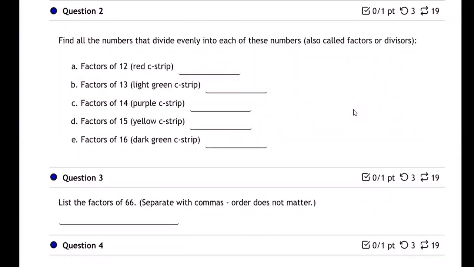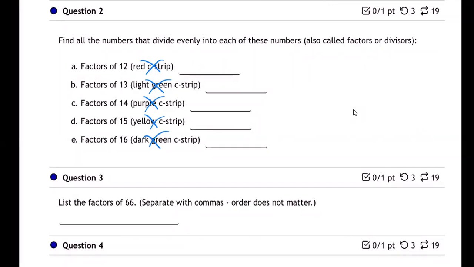Okay, so now on question number 2, we're talking about factors. Don't worry about the red and the green and the purple and the yellow and the dark green. I wish we had time to do that. They're referring to a physical manipulative called fraction strips or fraction bars. They're different colors and different lengths, and they're a great hands-on tool to see when one number goes into another number. It's great.